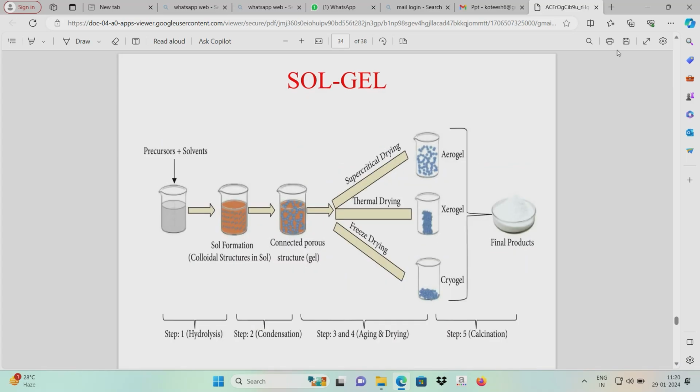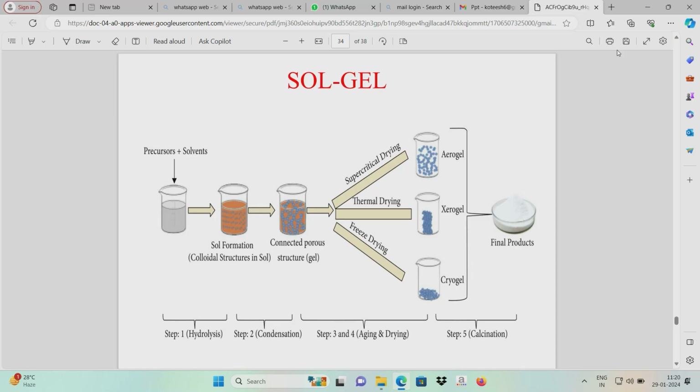This diagram explains how the sol gel process takes place. Initially the precursor, the base material or what we call the solvent, is taken in a beaker, and the sol formation takes place, shown in orange color, and the connected porous structure forms like a gel form. The gel form is shown in the blue color.